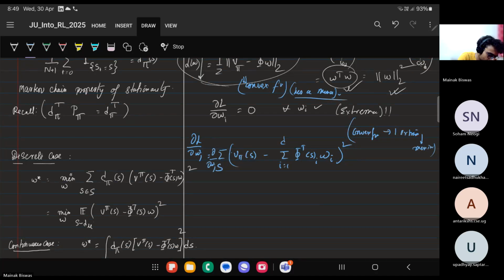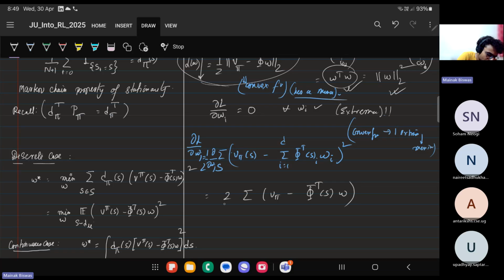Can you tell me what this will be? The derivative? It would be W1 times V pi of S1, minus phi of S1, phi transpose S1 D1. J, I wrote, no? I equal to 1 to D. I'll just write it as phi transpose S W for the time being.